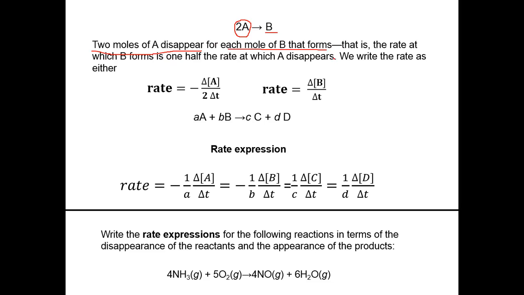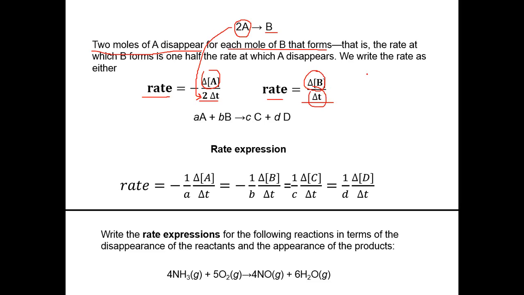So how can we express this? It's also very simple. We have the rate as the change of concentration of A over 2 times delta T. So this 2 is here. But the rate of formation of B is just the change of B over delta T, right?